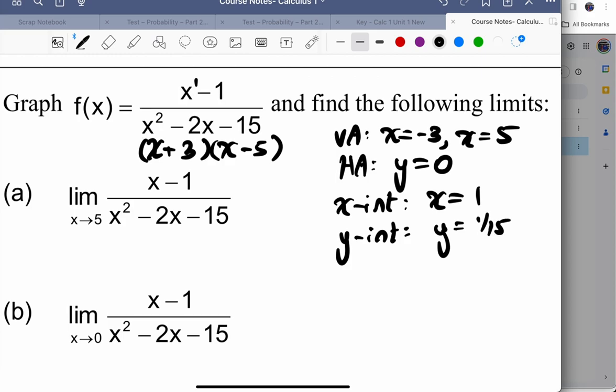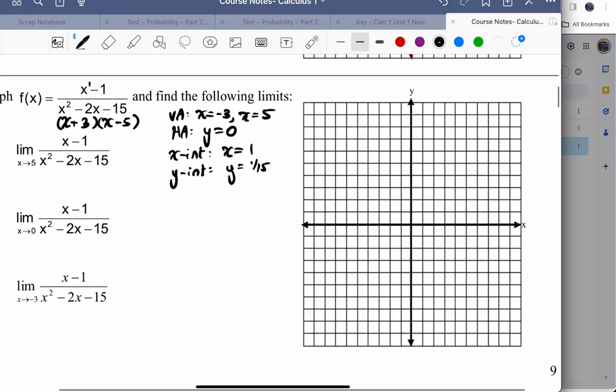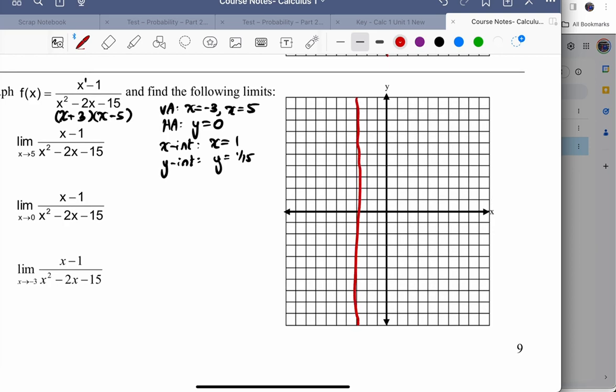Not the easiest thing in the world to plot, but you can kind of ballpark it. Then we just need the shape of the curve. So let me get those asymptotes in there. Negative 3. 1, 2, 3, 4. I'll dash it up in a second.